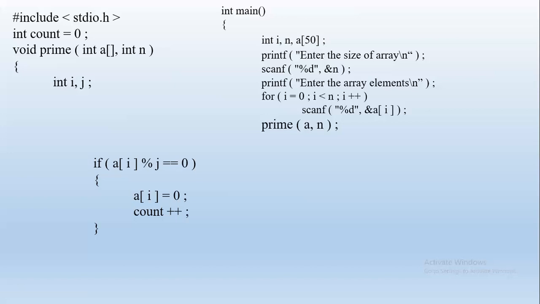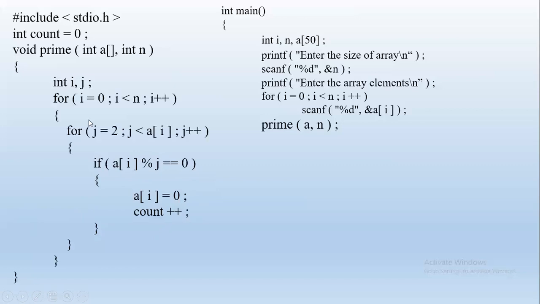And i, because it is the index of the array, always starts from 0. So i starts from 0 and j starts from 2. Now, a of 0 percentage 2: is it divisible by 2? We will check. For example, if a of 0 is 3, is 3 divisible by 2? No, so it is a prime number. The condition is false, so we don't increment anything.